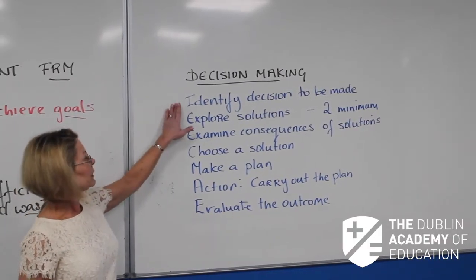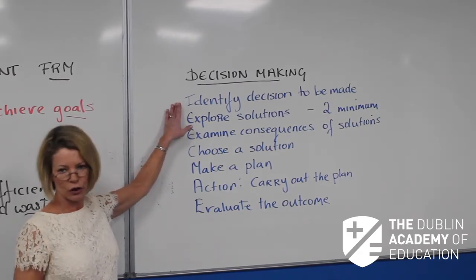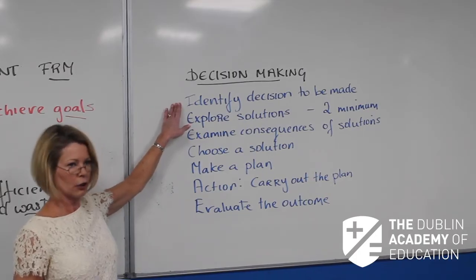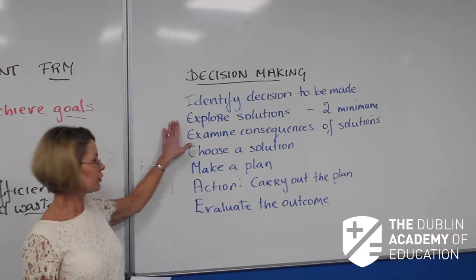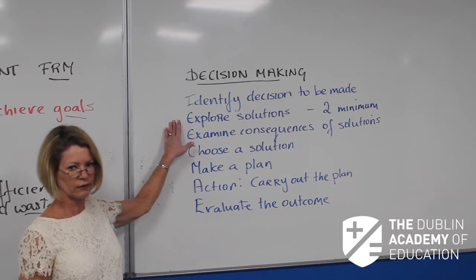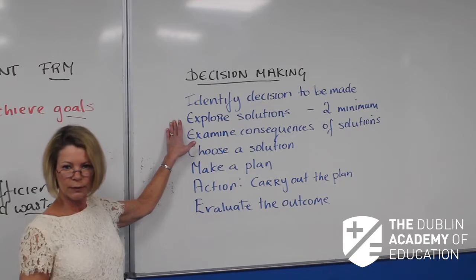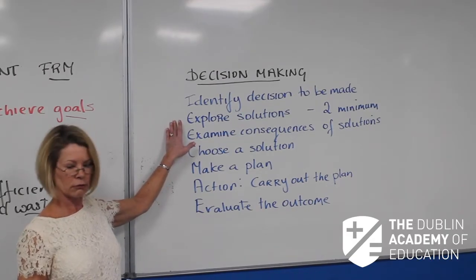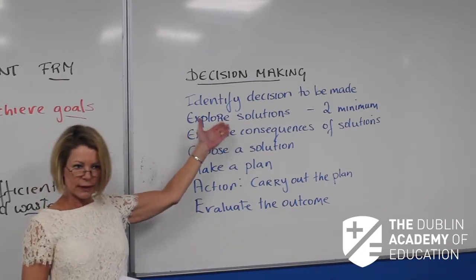So the first step is to identify a decision to be made. So you're identifying your goal here. And like I mentioned, if we're going to bake a cake, our goal is to bake a cake. So then we have to explore solutions, and under family resource management you're required to explore at least 2 solutions. So in our cake example, that could be looking up a cookery book, deciding are we going to make chocolate cake, lemon cake, orange cream cake. So we have to explore at least 2.